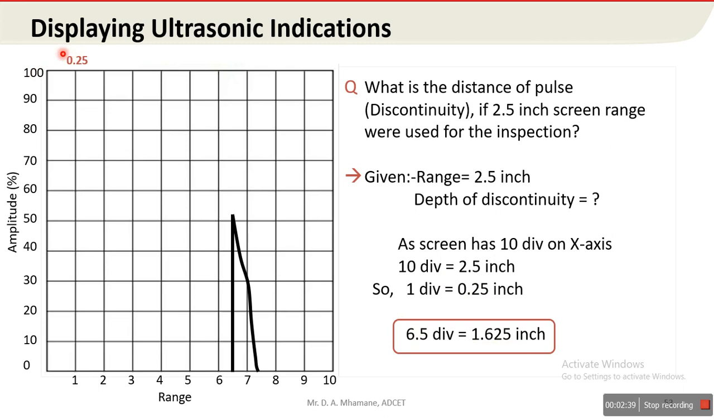So see here, this is the value of single division. 0.5 is the value of second division. 0.75 is the value of third division. 1 is for fourth division. 1.25 is for fifth division. 1.50 is for sixth division, and this is the location of pulse, that is 1.625 inch from upper surface of component.